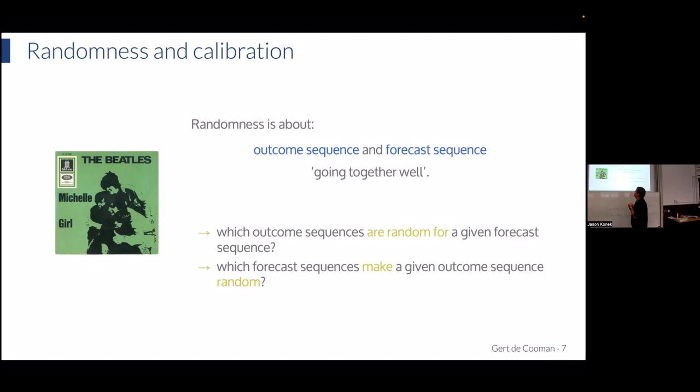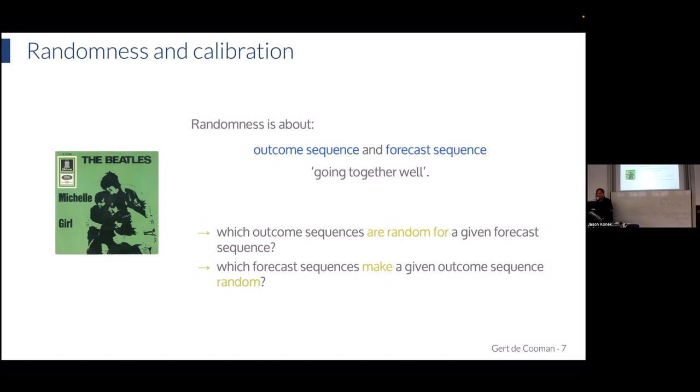The first one is, I have a certain forecast sequence, and I can ask myself, what are the sequences of zeros and ones that go together well with this forecast sequence? So in that case, I'm starting with a forecast sequence, and I'm looking at all the sequences that are random for this forecast sequence. And that is what has been done traditionally. Okay? I start with a fair coin forecast sequence, one half all the time. And I'm looking at all the outcome sequences that are random for this forecast sequence, one half. But we can go the other way around.